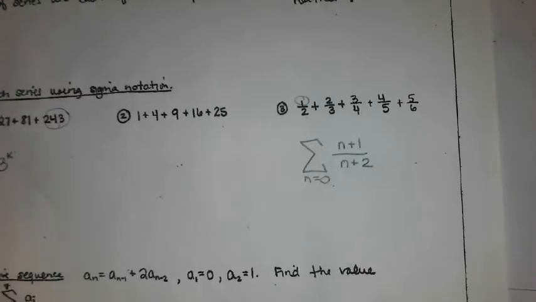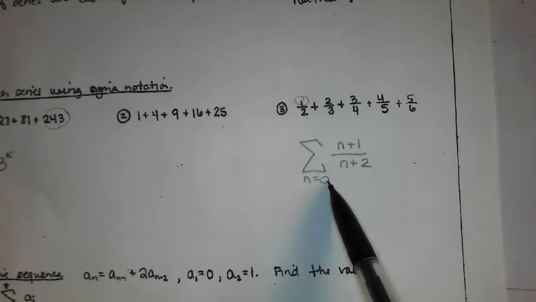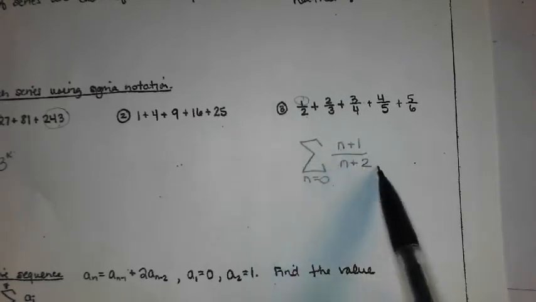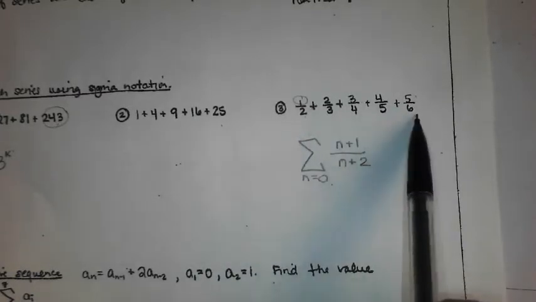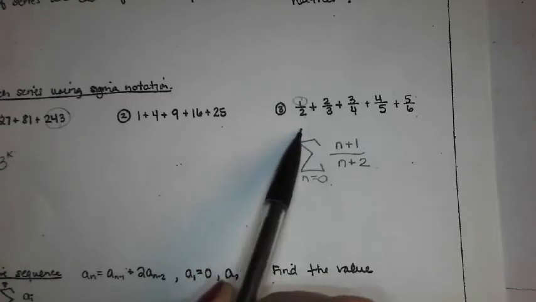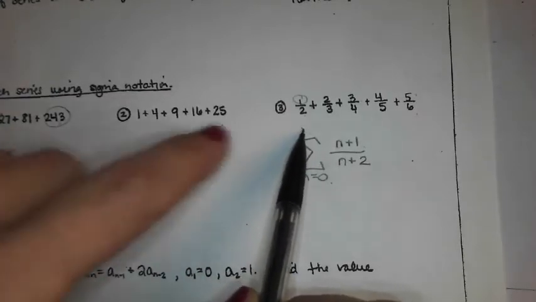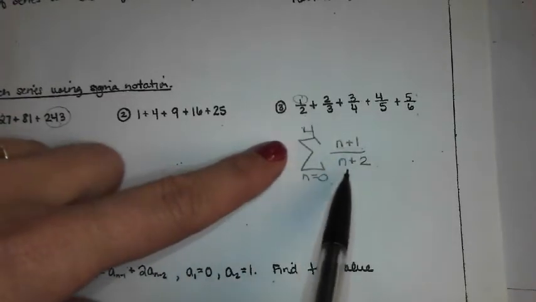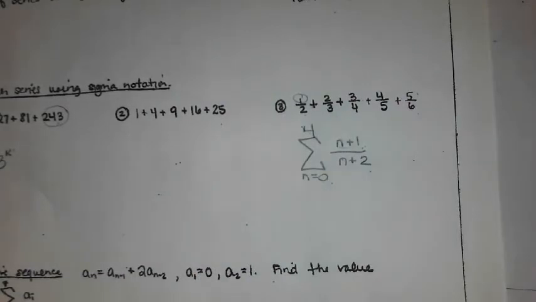This isn't the only option. There's definitely different ways to make something happen. But if I start with 0, I'll have 1 over 2. So that's good. What would I need to end with in order to make 5 over 6 happen? 4. N would have to be 4 in order to make the numerator 5 and the denominator 6.